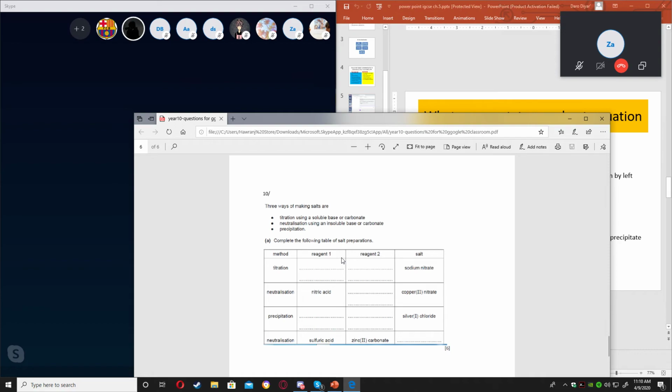Say in neutralization reaction you have always acid and base. Yeah, you should have always acid and base in neutralization reaction.